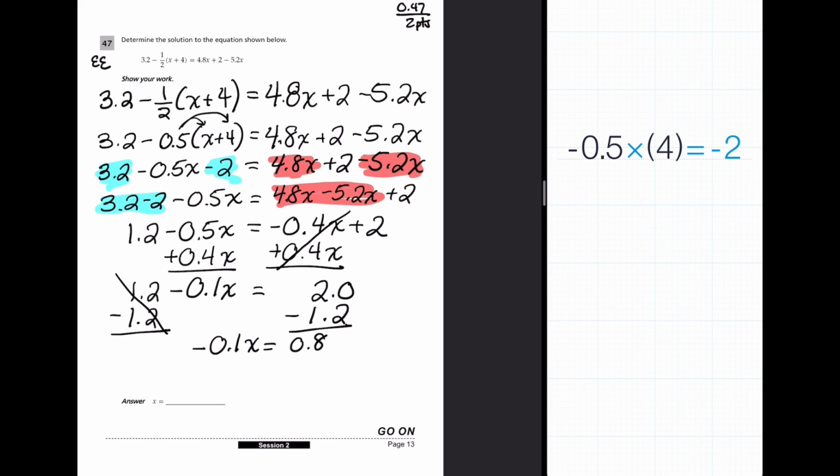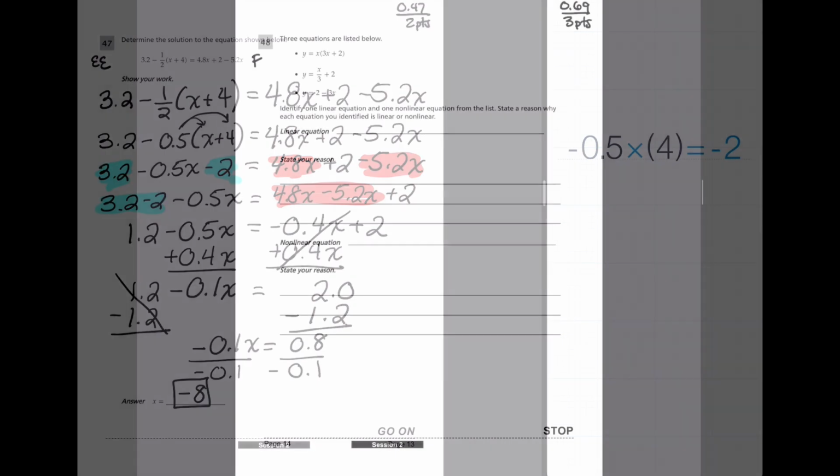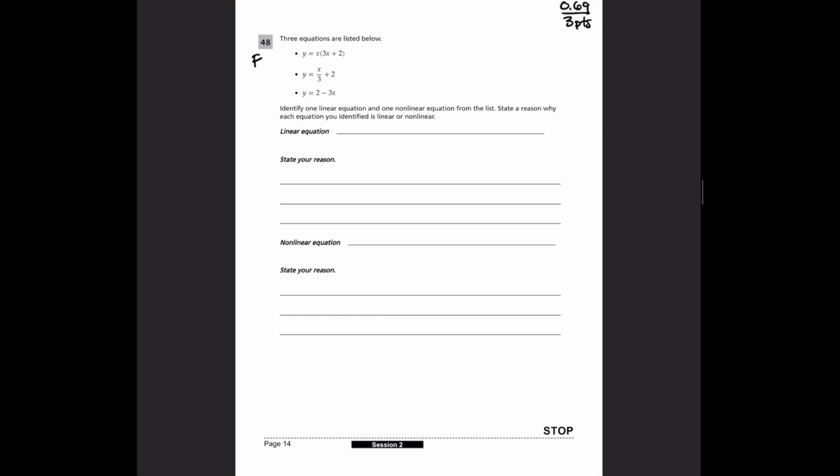All right, and now the last part, I'm going to divide. And I get x is equal to -8. Okay, now we're up to the very last problem. It's our 3-point problem. And notice the average was 0.69 points out of 3, so less than a third of a point. So this one was a little challenging for a lot of students. So let's figure out why.